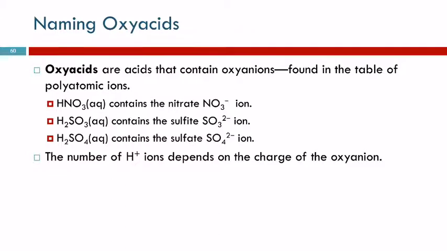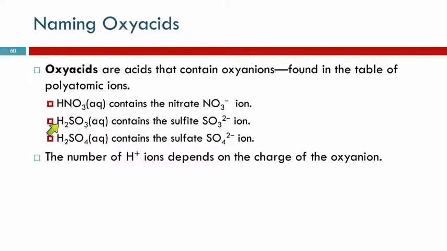Now, the oxyacids. These have oxygen in them, and when they dissolve in water and form ions, we get an oxyanion being formed. So HNO3, it's an acid, it starts with H, it's got oxygen in it, it's an oxyacid. When that forms ions, you get the hydrogen ion and the nitrate ion.